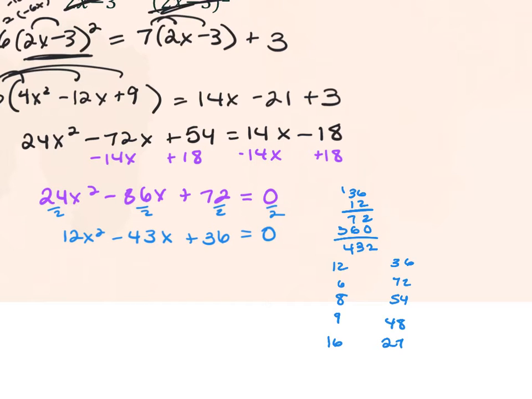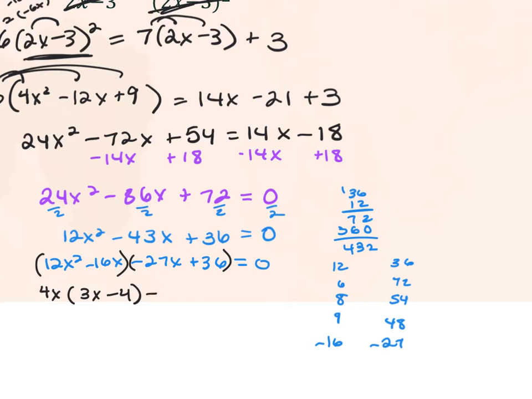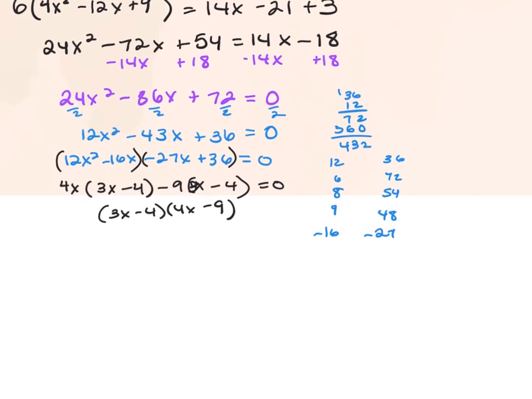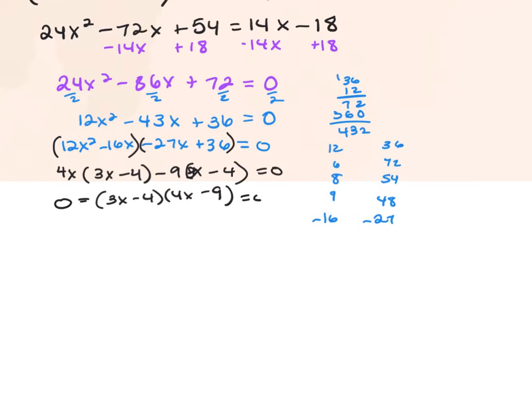Okay, there's 16 and 72. They would both be negative. So I get 12x squared minus 16x minus 27x plus 36. I promise they're not that bad without a calculator. Divide, and I'd get 4x minus 9, 3x minus 4 equals 0. So 3x minus 4 and 4x minus 9. Set these each equal to 0, and I get 4/3 and 9/4.